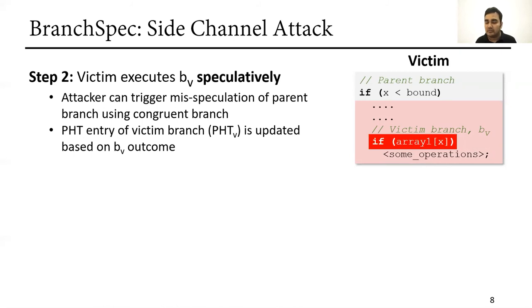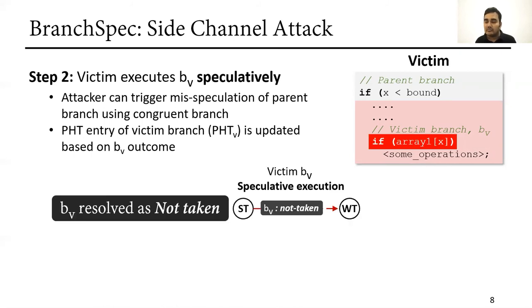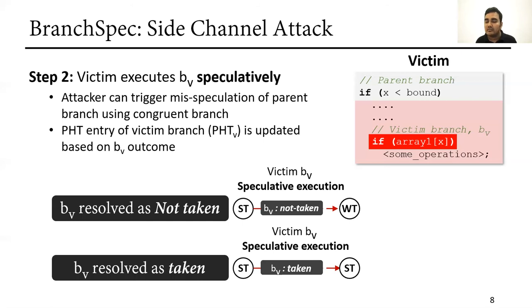victim execution is completed. Now the target PST entry is in a state correlated to the unintended secret accessed in speculation. For simplicity, let us assume the state was initialized to strongly taken by the attacker. If the victim branch is not taken, the target PST entry will be updated to weakly taken. If it is resolved as taken, it will remain in strongly taken.